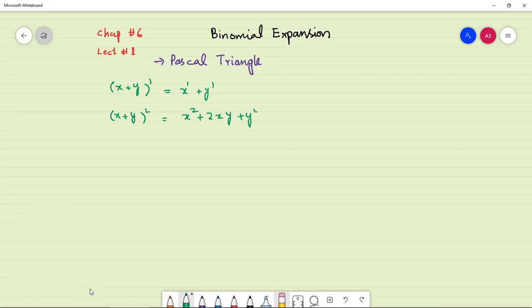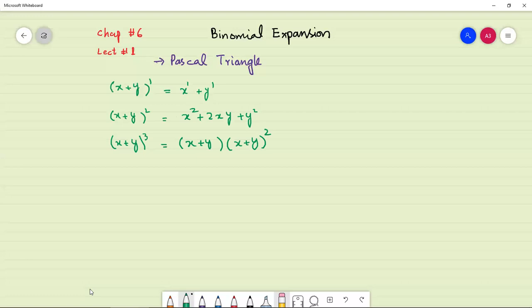Similarly, if this becomes (x + y) whole cube, how can we expand this? This is not an easy job, not easy to create a formula for this. So what we actually do is write x + y, and multiply it by (x + y)^2. We expand this according to this formula, and then we multiply by x + y.